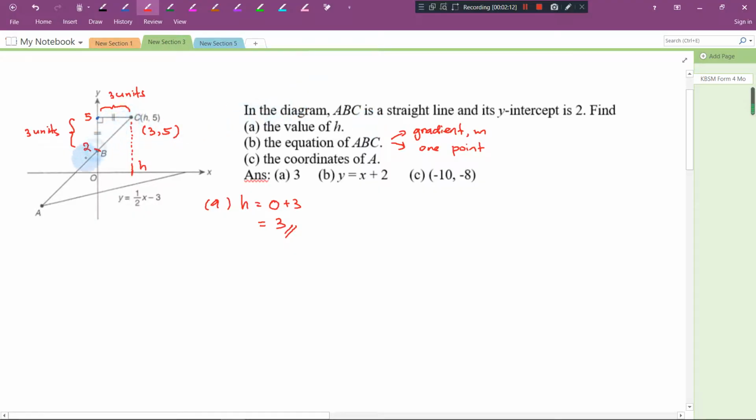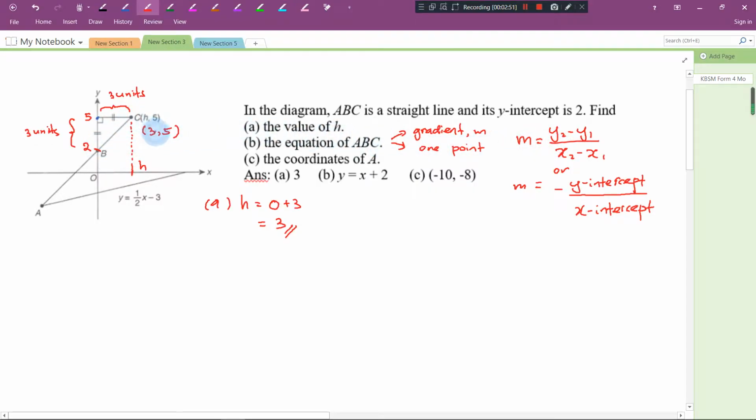First, I need to get the gradient of this straight line. When we talk about gradient, we always recall these 2 formulas, right? y2 minus y1 divided by x2 minus x1. Another formula will be negative y-intercept over x-intercept. So this means that we need 2 points, right, to help us get the gradient.